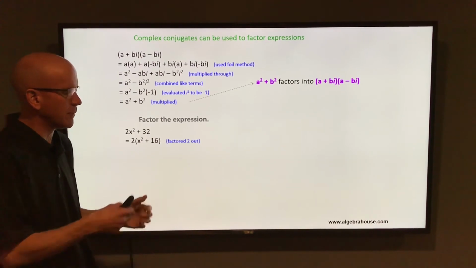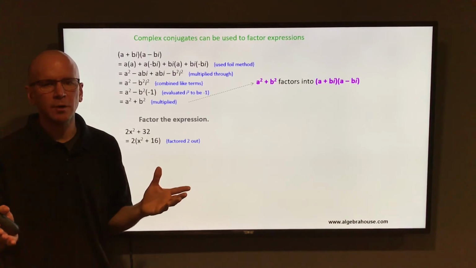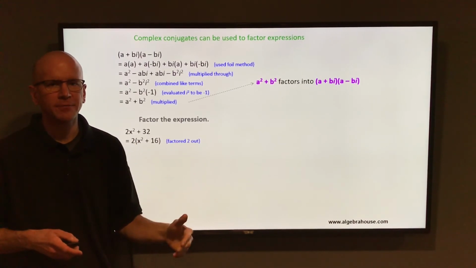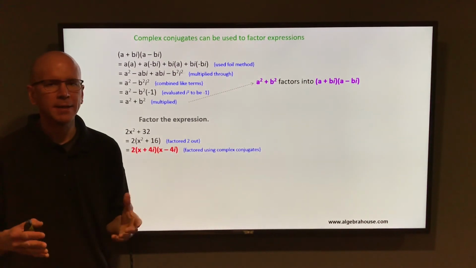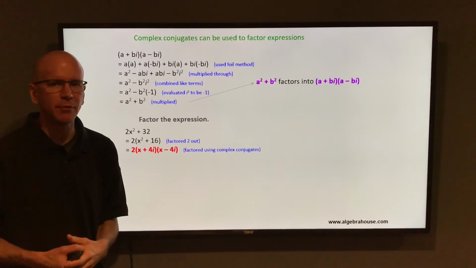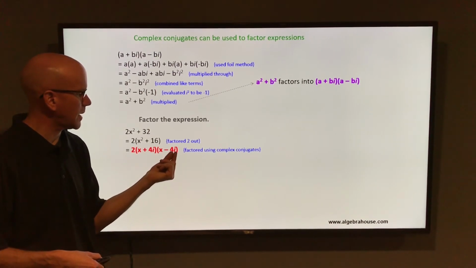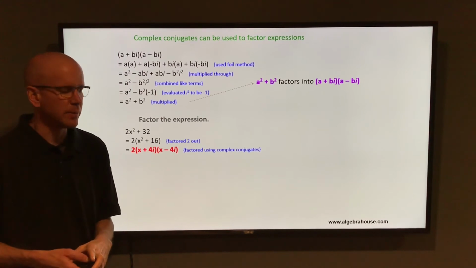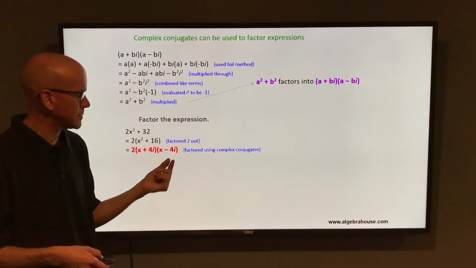Think about what that would factor into if it was x squared minus 16. If it was x squared minus 16, it'd factor into x plus 4 times x minus 4. Well, this will factor into x plus 4i times x minus 4i. So the factoring is very similar to if it was a difference of two squares. If it's a sum of two squares, you just attach an i onto those second terms. So the complete factorization there is 2 times x plus 4i times x minus 4i.